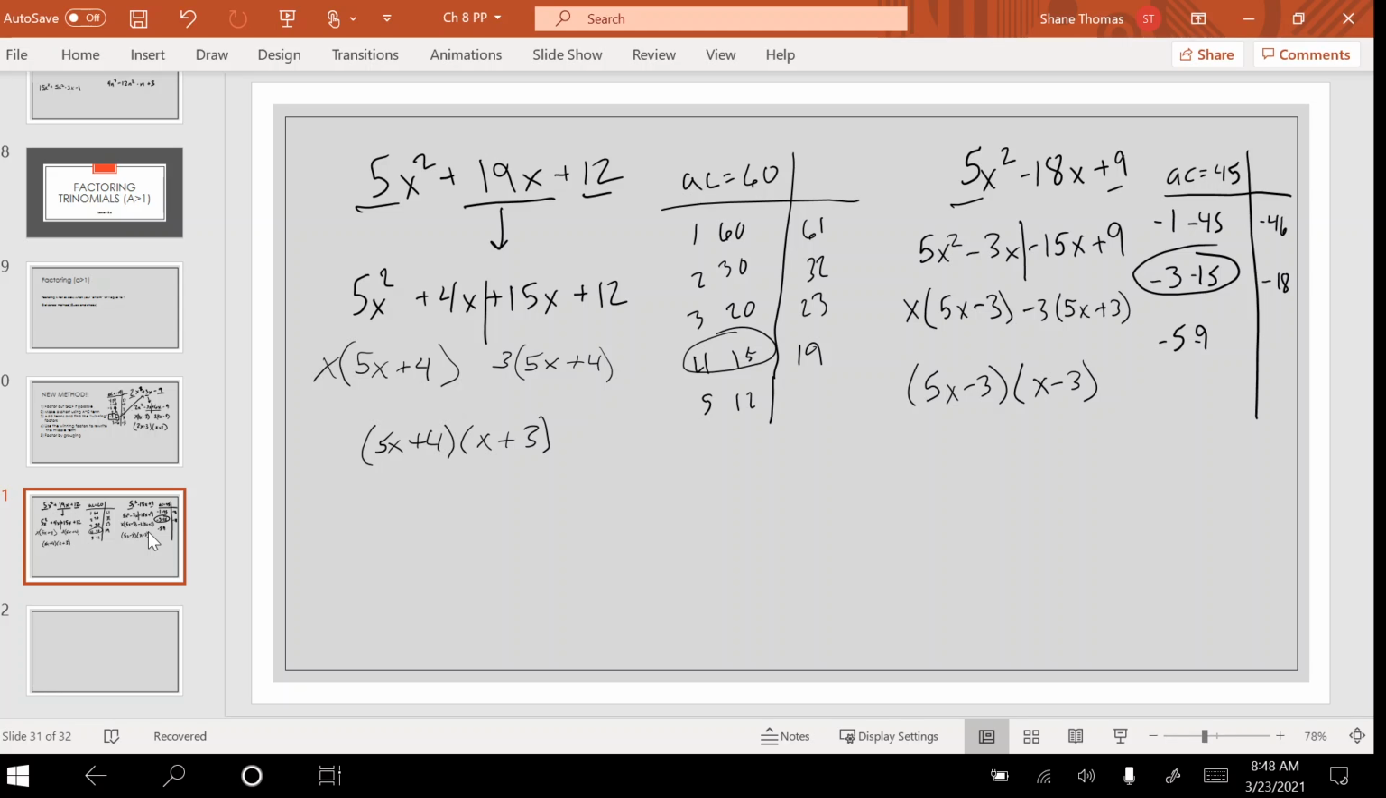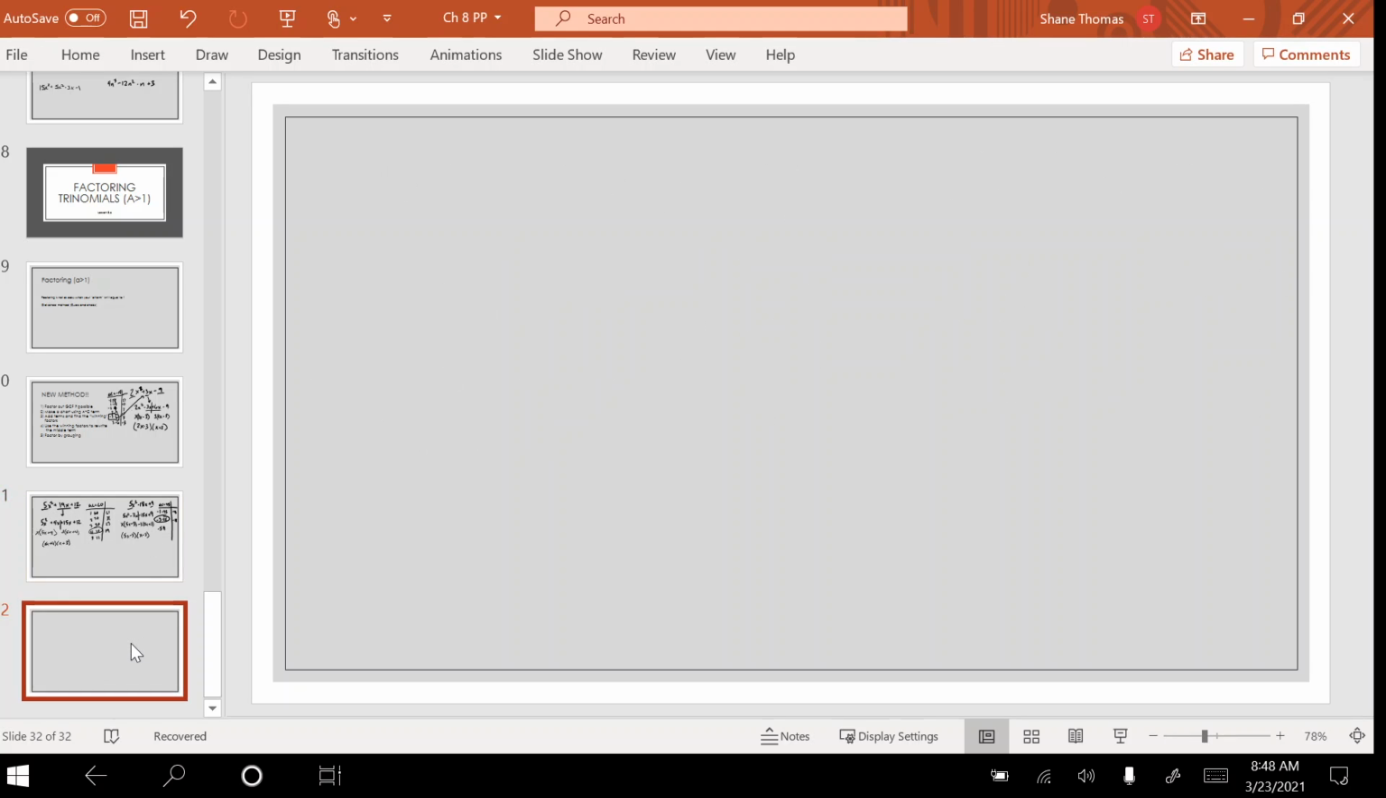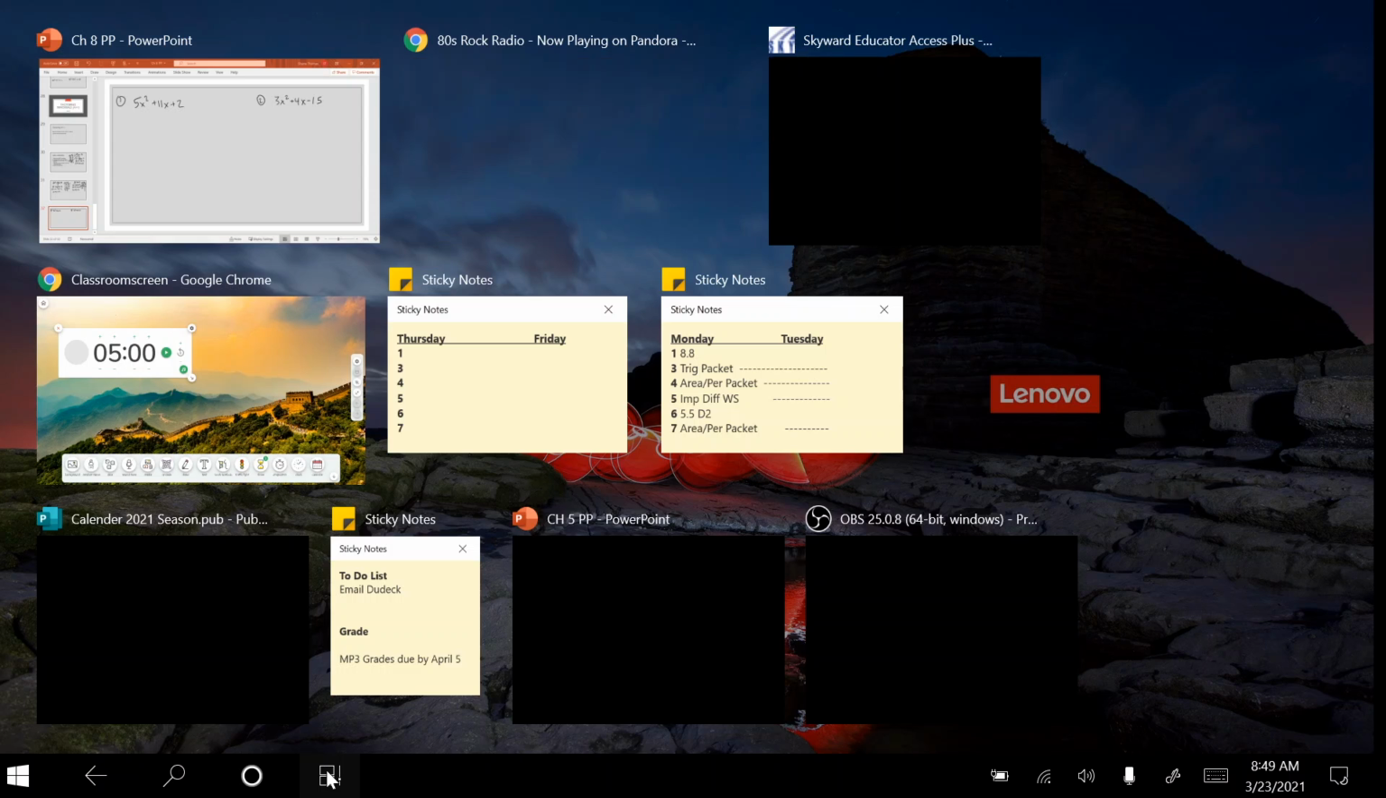All right. I'm going to give you 2 to try here. So I'm going to give you a plus plus and a plus minus. How's that sound? Start with that. So here's 1, 5x squared plus 11x plus 2. And number 2, we're going to go 3x squared plus 4x minus 15. There you go. Try those 2.